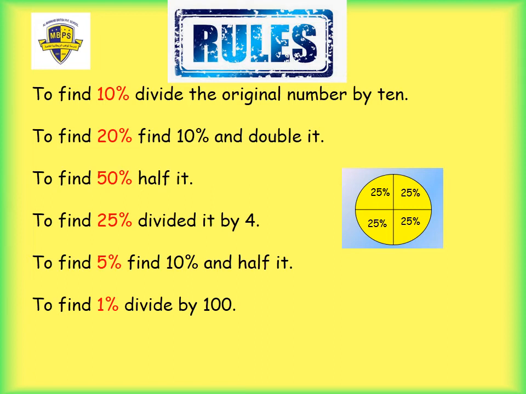Now, to find 25% of any number, we have to divide by 4. Why do we have to divide by 4? Who can tell me? $100 divided by 25 equals what? Excellent, equals 4. So that's why when we want to find 25% of any number, we divide this number by 4.